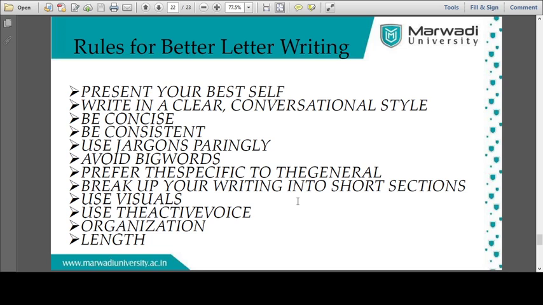If some visuals are required, as I told you, if somebody inquired about your product and you need to answer them, you need to reply at that time. If visuals are required, for example, you need to show them pictures. At that time, you need to attach some kind of catalog or brochure of the product. This visual effect will give more effect to your letter.